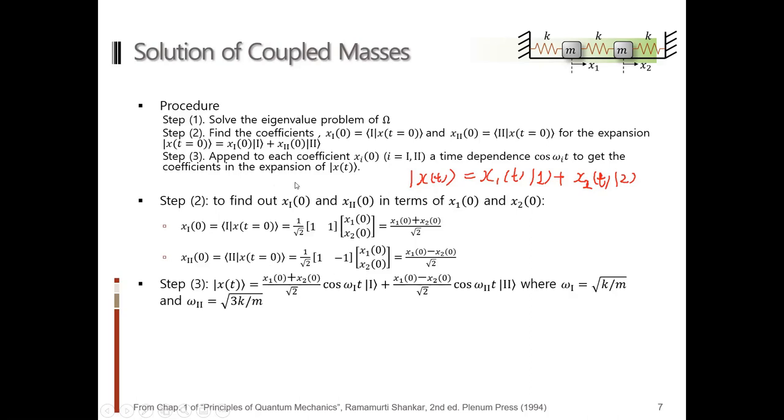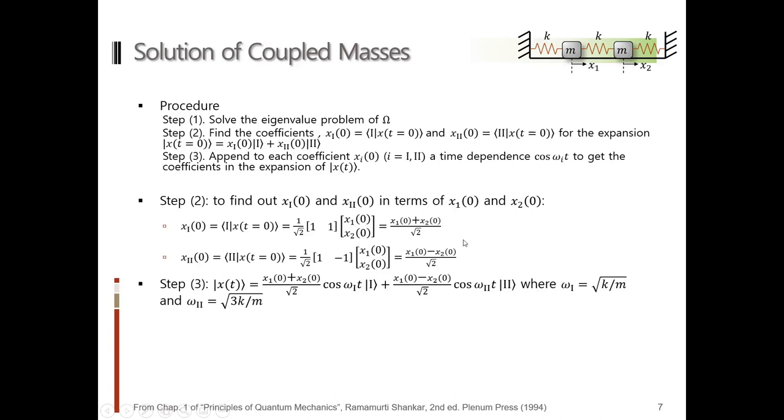And finally, for step three, what we did was, because we found each of these values at time t equals zero, all we did was multiply by cosine of omega sub 1 t and omega sub 2 t. Now we should realize that the main goal of this problem was not to find the coefficients of x1 and x2, but we were interested in the value of x sub 1 at some time t. So how can we find this?